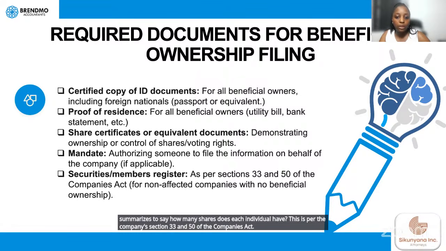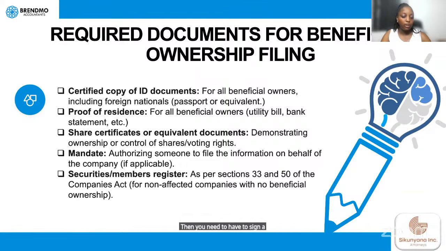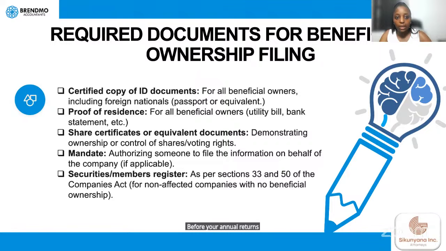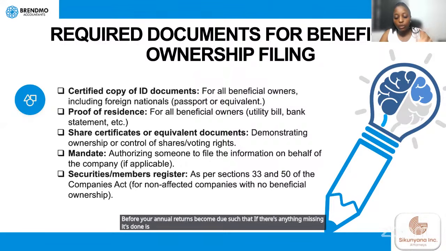Also, if you're appointing someone to do that on your behalf, you would need to sign a mandate authorizing that person to act on your behalf. Those are the documents that you need when you're filing your beneficial ownership. Just a recap: you cannot file your annual return if your beneficial ownership is not up to date, which means you have to ensure that the beneficial ownership is done before your annual returns become due, so that if anything is missing, it's done. If your annual returns are not filed on time, there are possible implications, which I'm going to discuss in the coming slides.